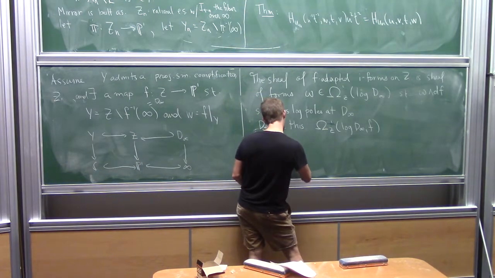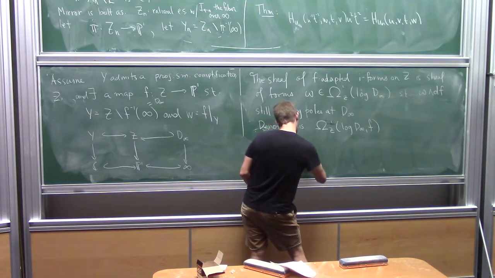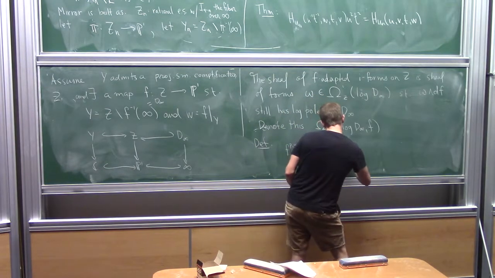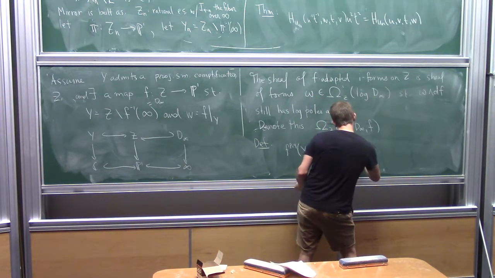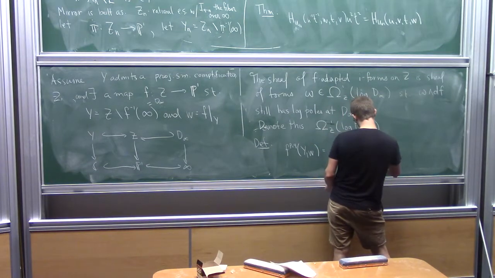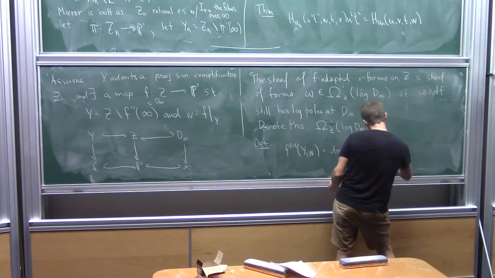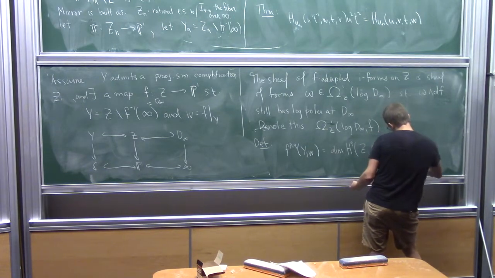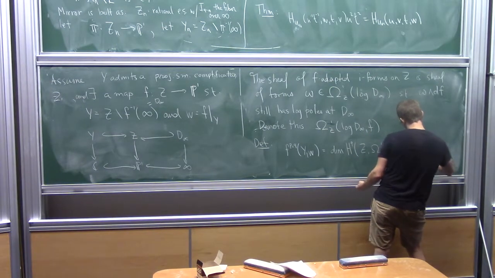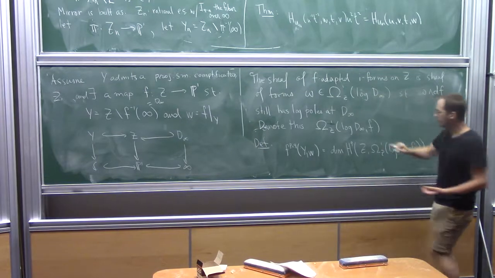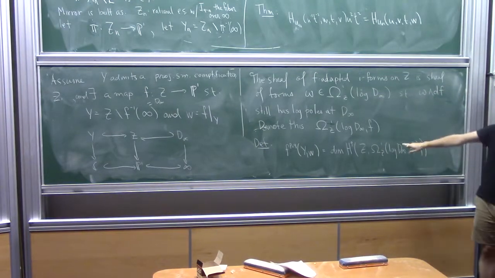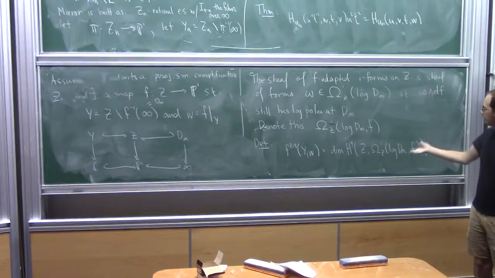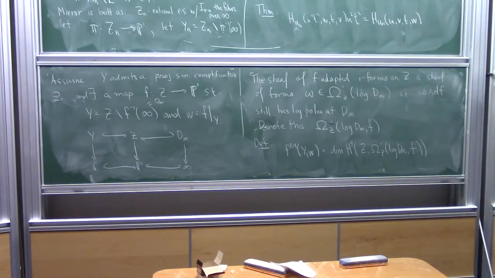So f^{p,q}(Y, W) is the dimension of H^q with Z coefficients in the sheaf. Okay. Implicit in this notation is the fact that this doesn't depend on which compactification Z we chose, and that's something that they prove.